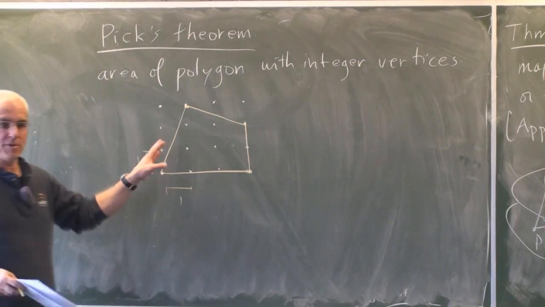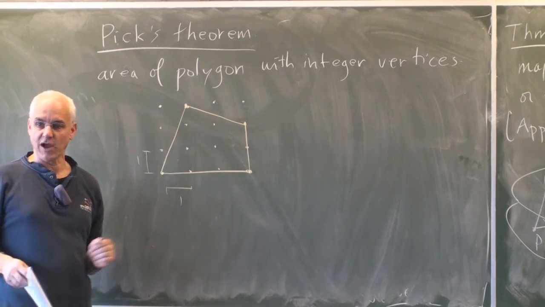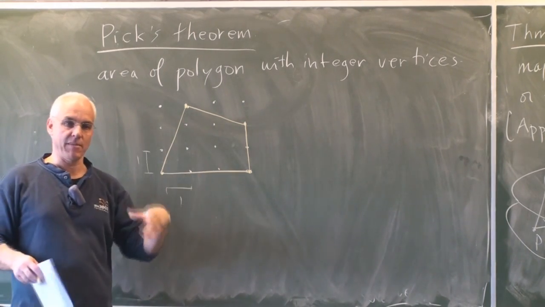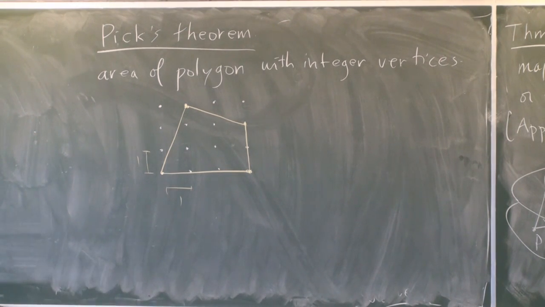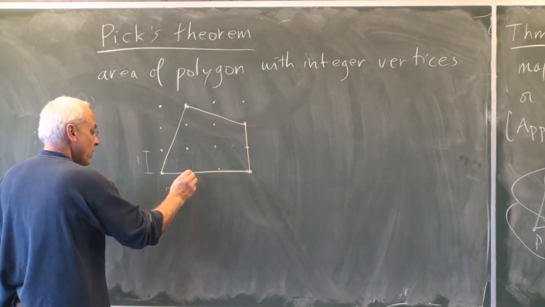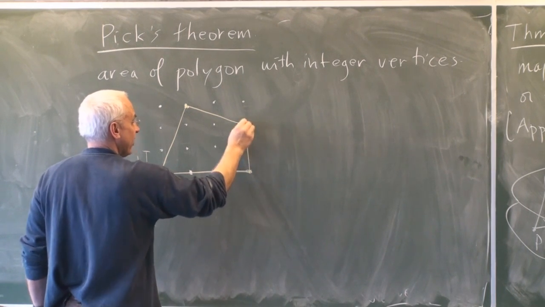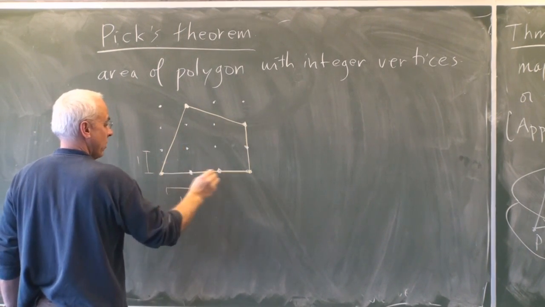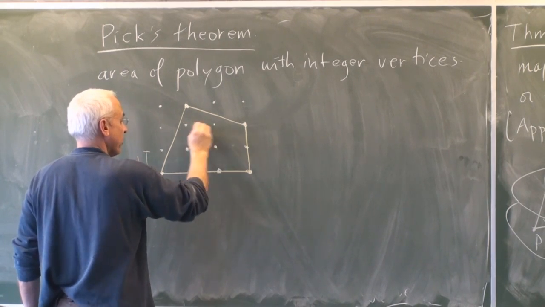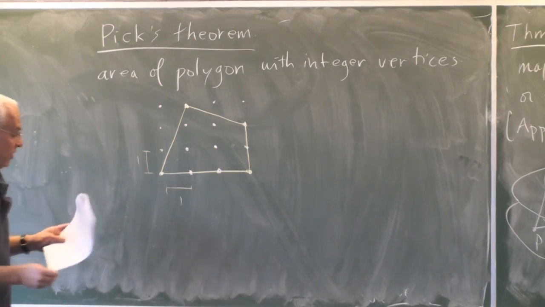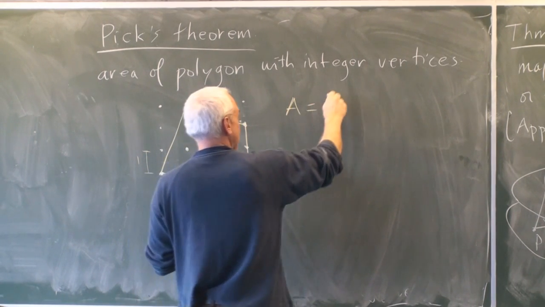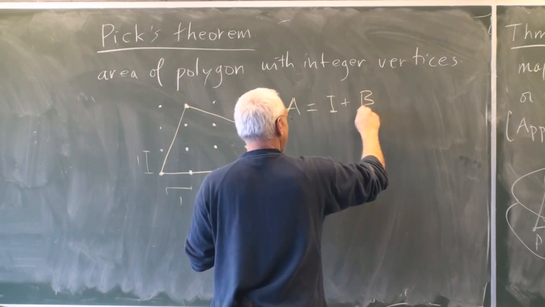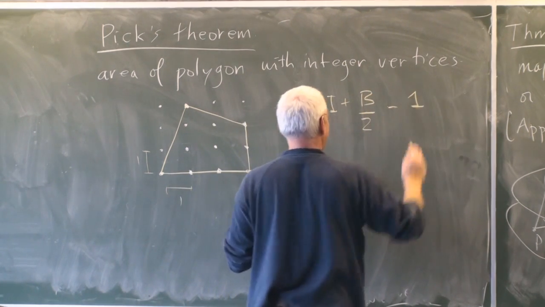Suppose we want to know what the area of that thing is. Well, of course, in this case, it wouldn't be too hard. You could cut it up into little squares and triangles. But you could imagine a much more complicated thing. It might be painful to have to cut it up into lots of little triangles and add them all up. So Pick's theorem gives us a formula for the area in terms of the number of vertices that lie on the boundary and the number of interior vertices.